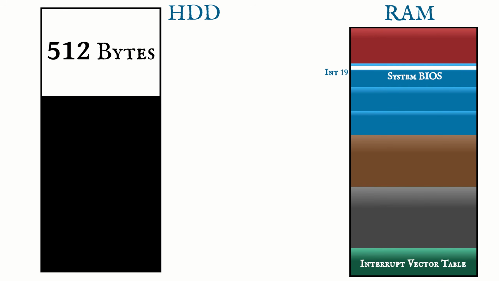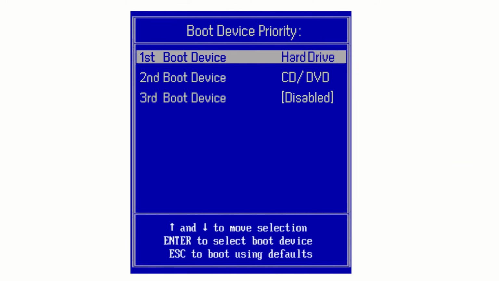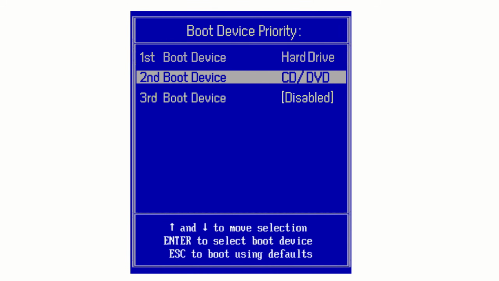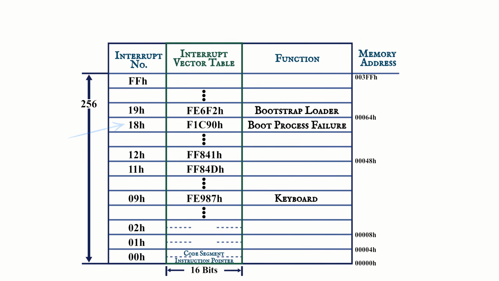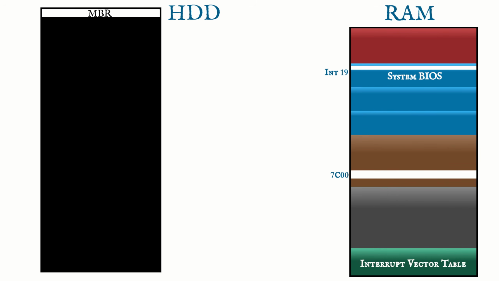So after reading the first 512 bytes, it checks the last 2 bytes. If the last 2 bytes is not AA55H, then the BIOS will not consider it as a valid MBR and it will continue to check the next boot device. If it does not find a valid boot record on any of the boot devices, then it will call the INT 18H, which displays a message like "No boot device found. Press F1 to continue." If it does find a valid boot record, then it loads the MBR at the address 7C00H in RAM.